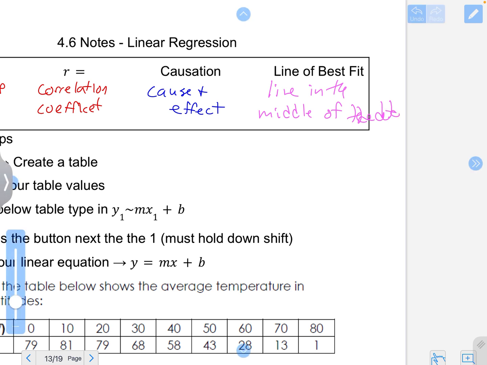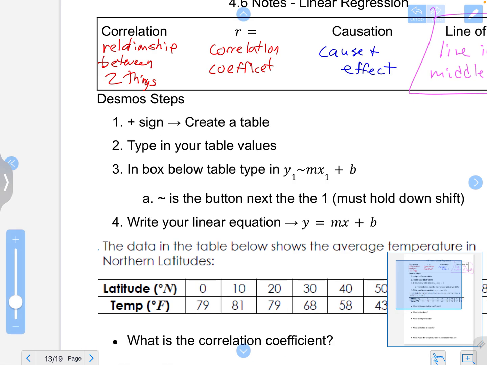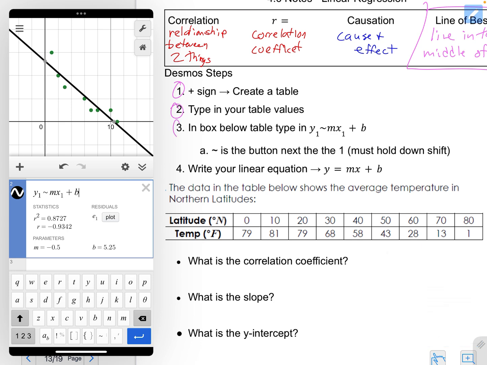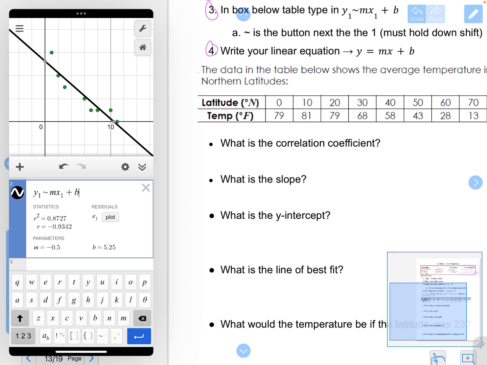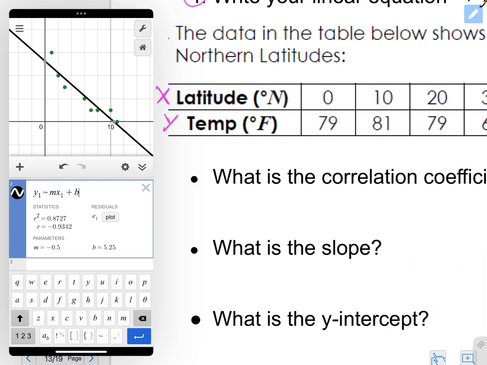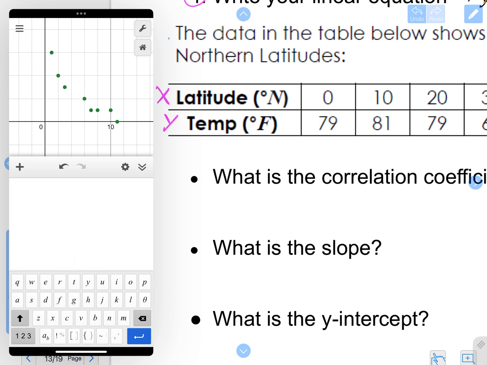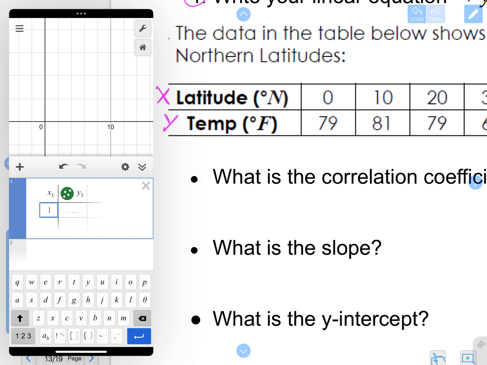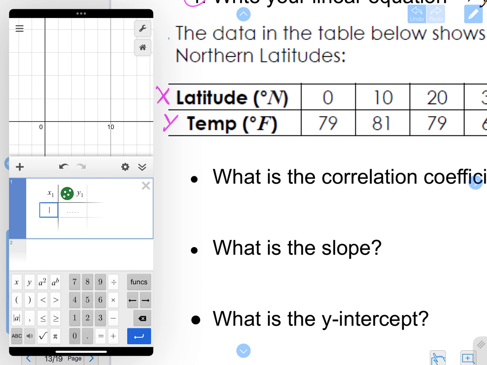And today, our focus is going to be on the line of best fit and creating that line of best fit. So today is going to be another Desmos day. All of the steps that you need are right here, but I'm also going to walk you through it. So again, we said this in our last notes. If we're given a table, X is on top, Y is on the bottom. So we're going to do a table in Desmos. We're going to hit our plus sign. We're going to hit a table, and we're going to start typing in our data.